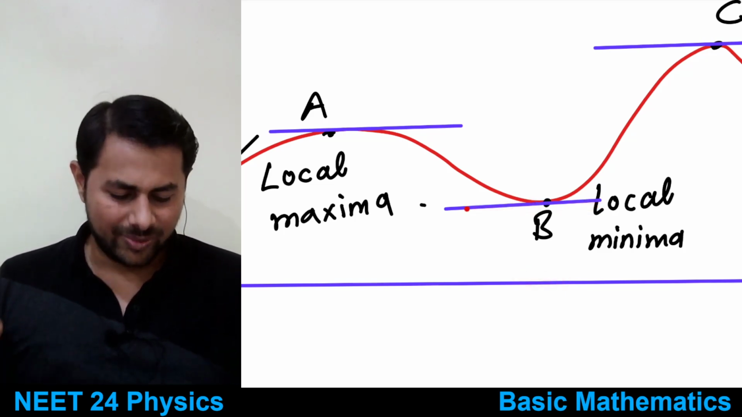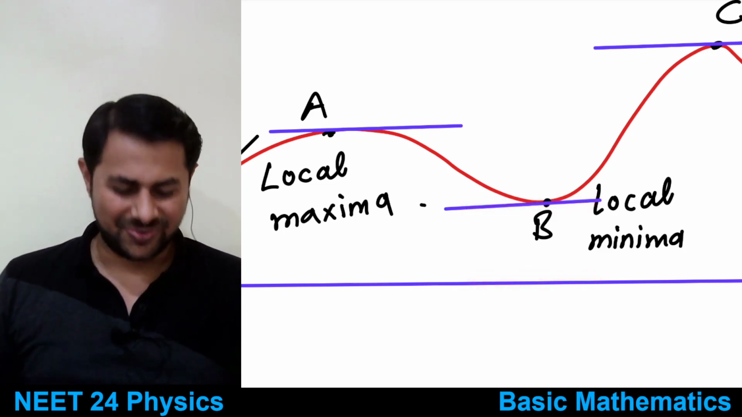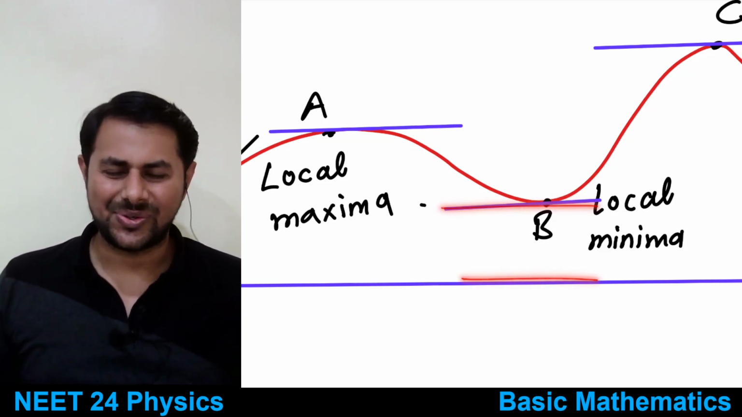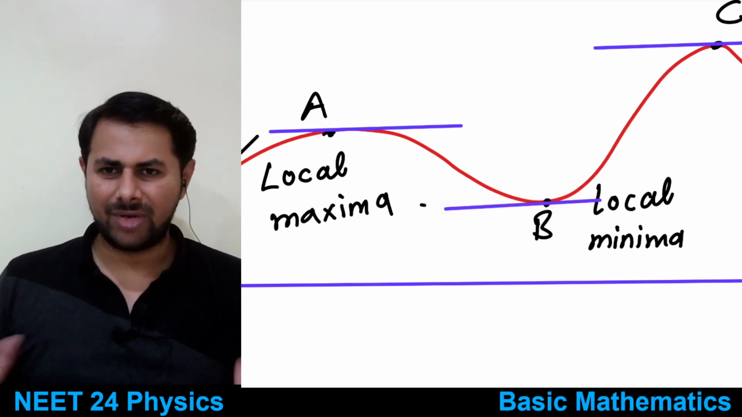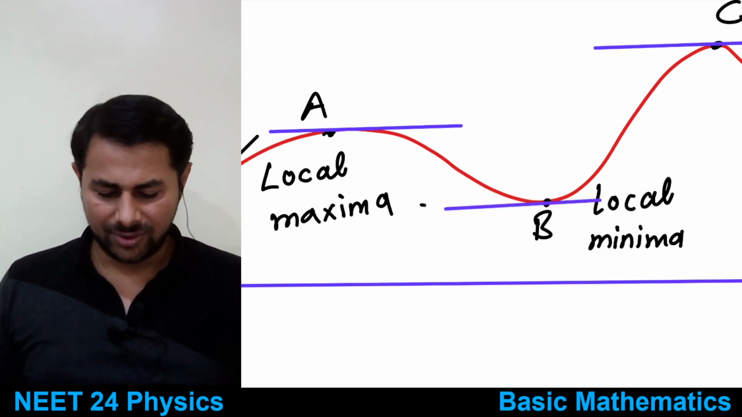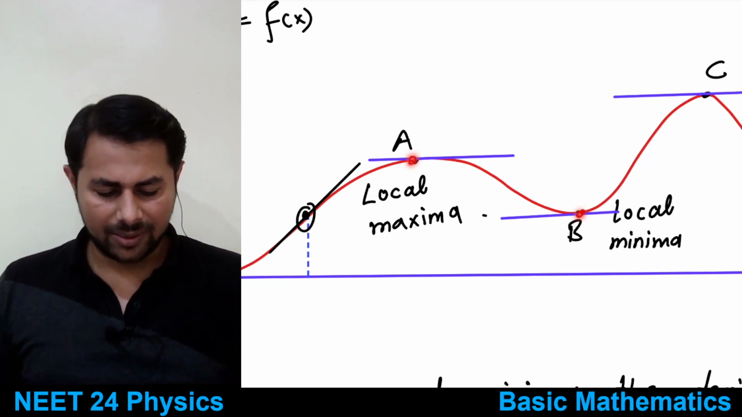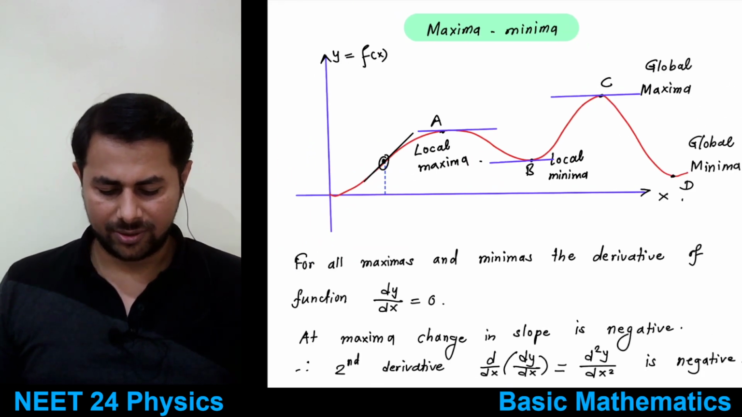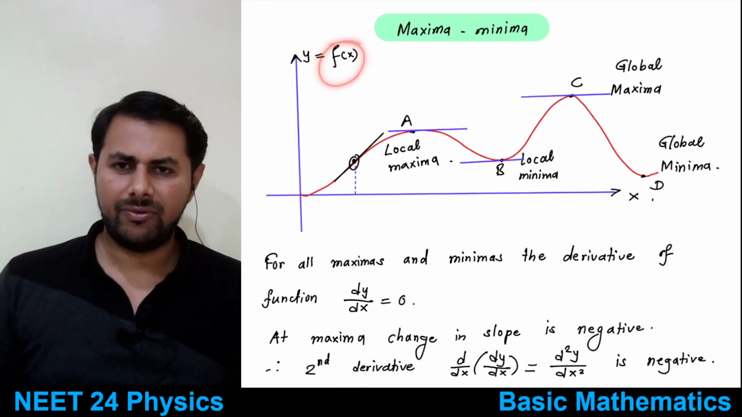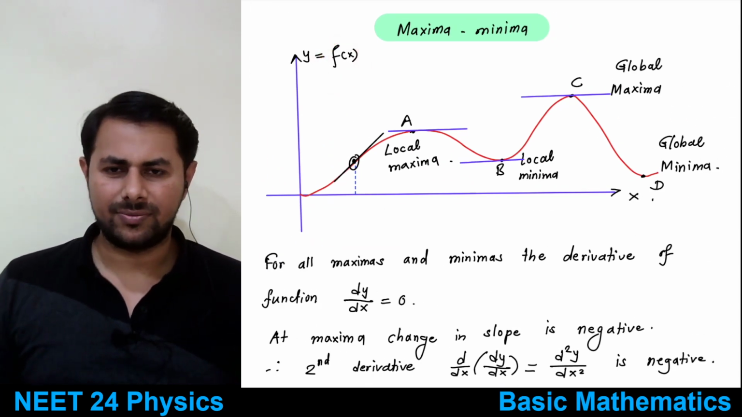sorry, it will be parallel to the x-axis, not the curve. It will be parallel to x-axis. So its slope will be equal to 0, right? So derivative is equal to 0. So at maxima, at minima, what's the derivative? The derivative of that function, whatever function we are plotting, will be equal to 0. Okay, this is clear? Yes, no?